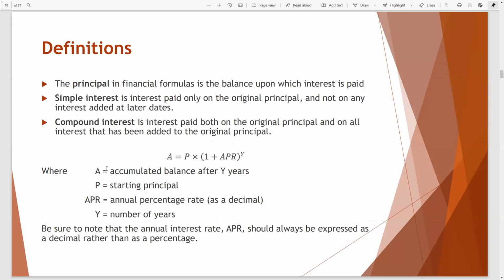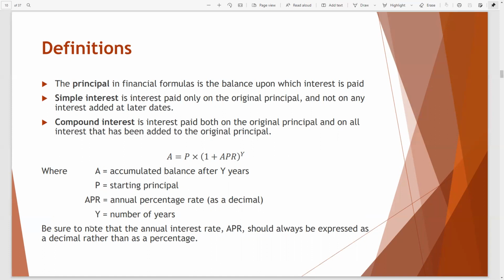A is the accumulated value, the balance after Y years. P is the starting principal. APR is the annual percentage rate. Y is the number of years, in other words, the number of payments of interest that the bank or whatever pays you.